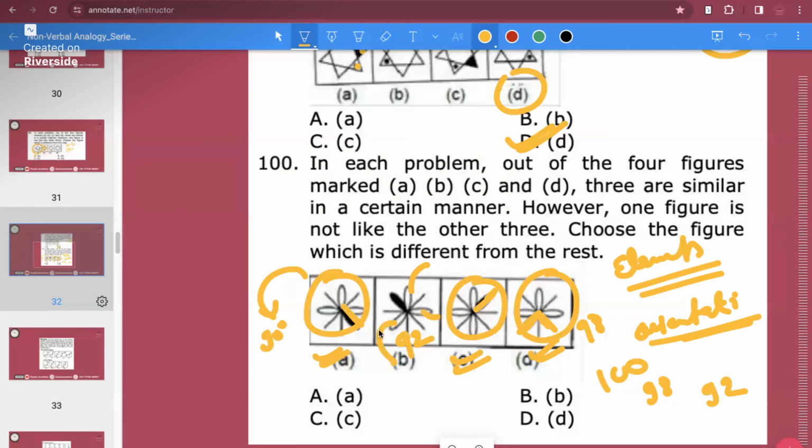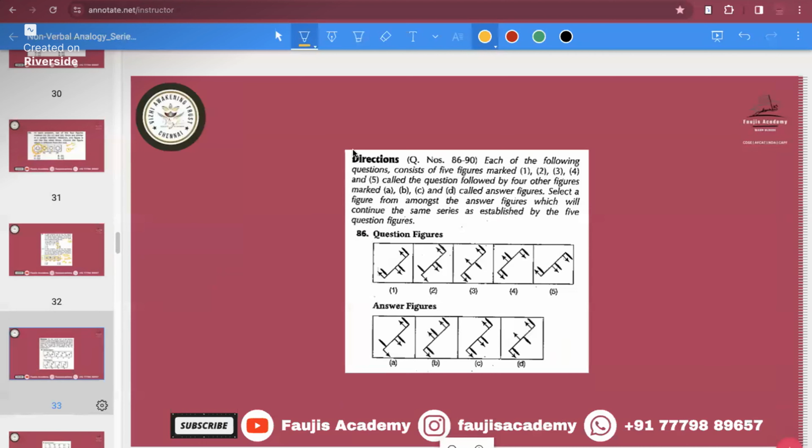Okay. Cool. But in the examination, if the question paper setters surprise you with D as the answer, don't be alarmed. Thank them. Thank you so much for setting such a beautiful paper. And move on. Cool. Yes.